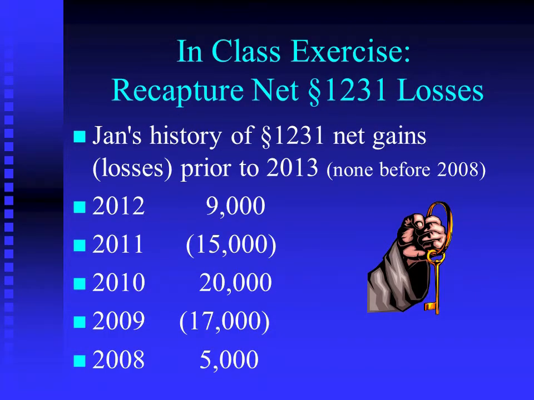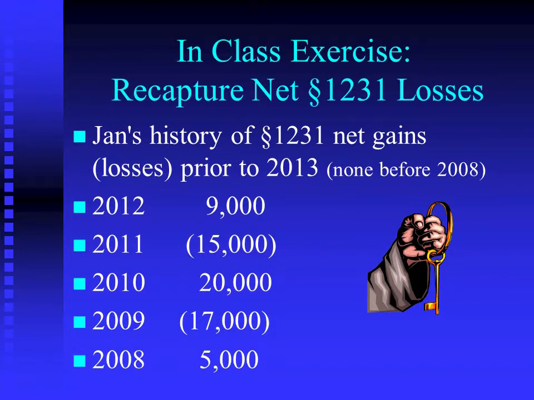So here is Jan's history of 1231 gains and losses prior to 2013. And we will never have any that are outside the 5-year look back because life gets really complicated, right? Because if I had 2007 here, what happened in 2007 would affect 2008. And so what we'll set up is that they've never had a 1231 gain or loss prior to our 5-year period.